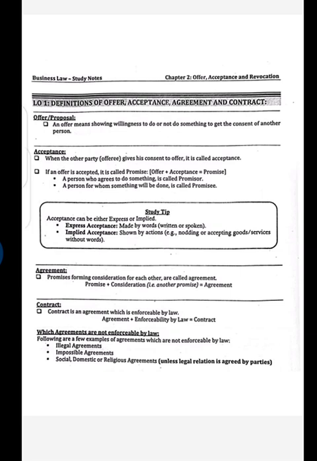Following are a few examples of agreements which are not enforceable by law: illegal agreements, impossible agreements, and social, domestic or religious agreements. Also, agreements formed with a minor are not enforceable by law. Minor includes a drunk person, a person who is not well in mental condition, or a person below 18 years of age as per the Pakistan rules. So these agreements are not enforceable by law.